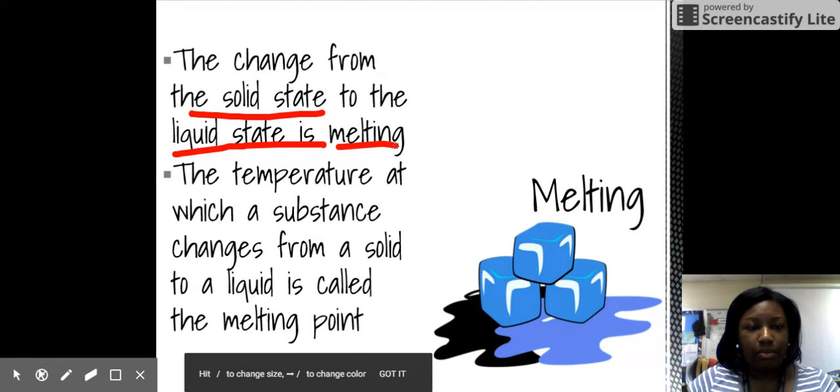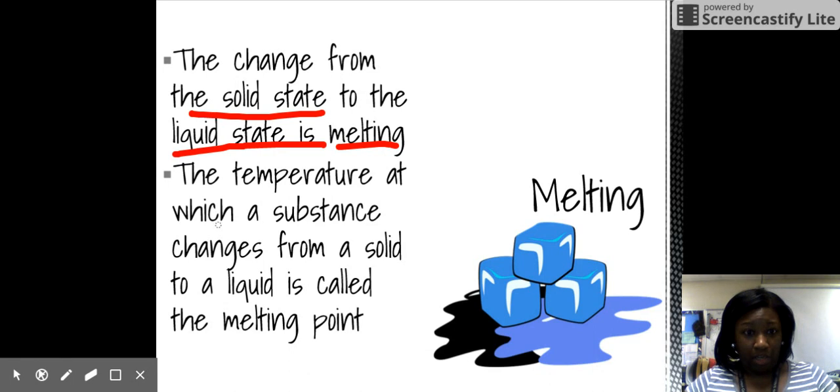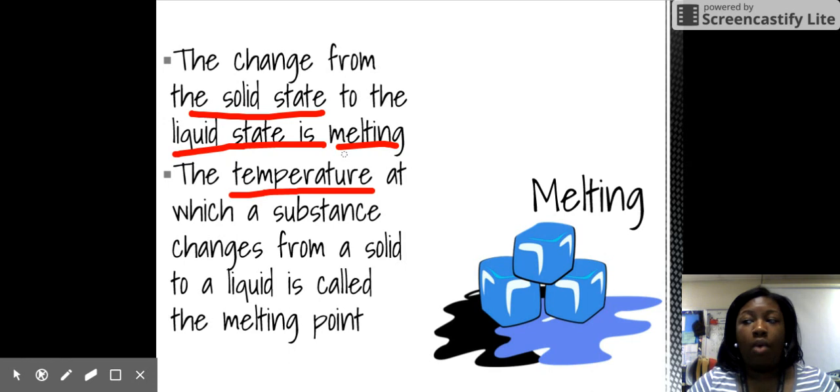That is melting. The melting point is the temperature at which a substance changes from a solid to a liquid. Really the definition is what I want you to understand. So don't tell me it's a solid turning into a liquid. No, it's because of a specific temperature at which a solid will become a liquid. So we went from a solid to a liquid.